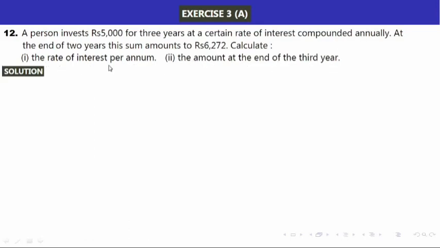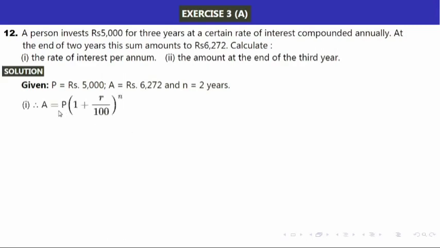So first you need to calculate what is the rate of interest. So let's see what are the things given to us. Given is the principal, which is 5,000. The amount is given to be 6,272, and we are talking for how many years? For the first case, at the end of 2 years. That's what the question says, no? So at the end of 2 years, your amount is this much. So let's see what will be the rate of interest.